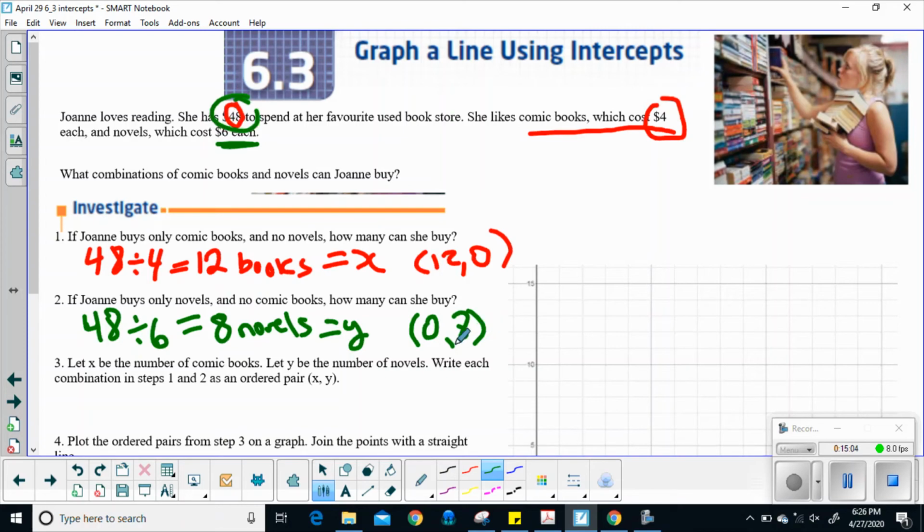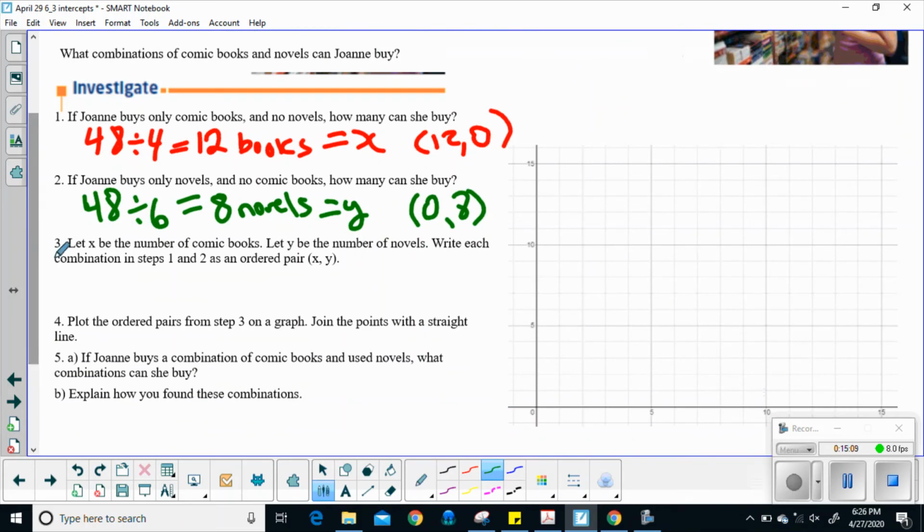Well, that's really cool. Now let's graph it. Let me just scroll down a wee bit. So we're saying that x is our number of comic books, and we're saying our novels is on our y-axis here, number of novels. So our y-intercept is at (0, 8) there, and our x-intercept is at (12, 0), oops, here.